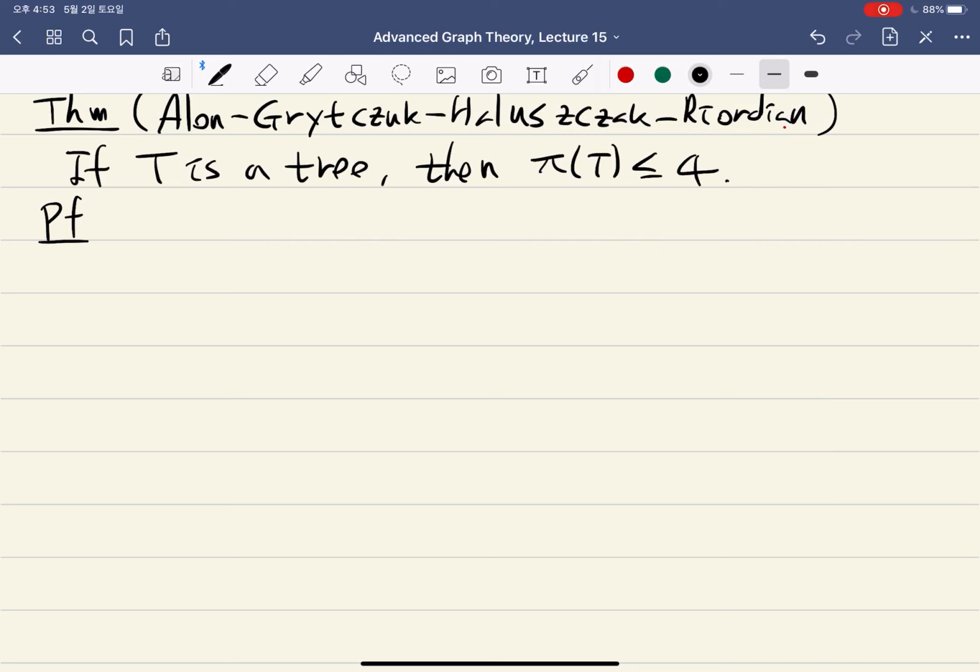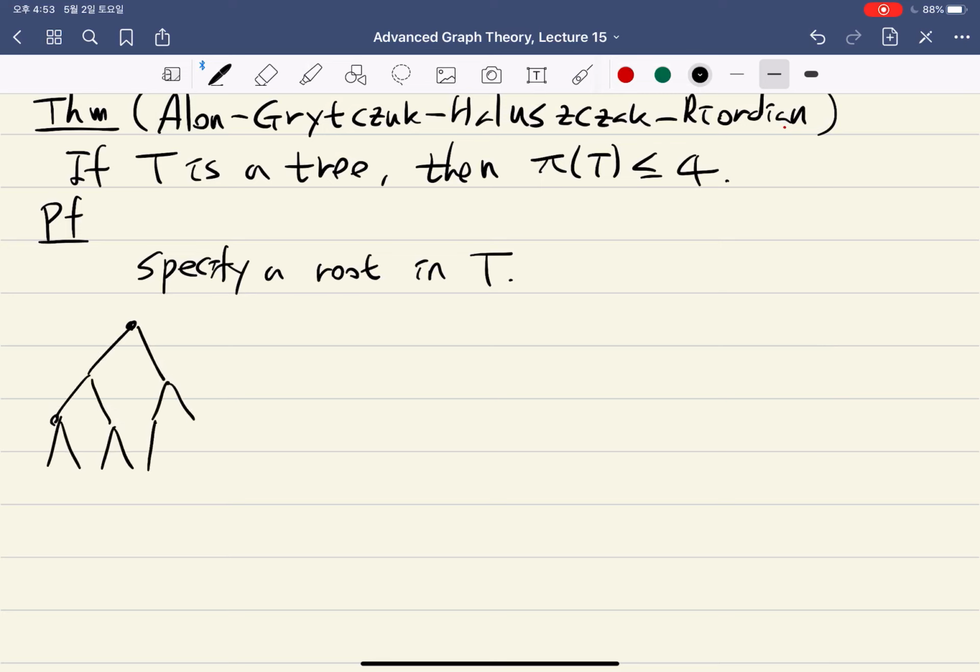So let's say we have a tree T. Let's specify a root of the tree. So we arbitrarily choose one vertex, and say that's the root. And then we hang it: we take this root, pick it up, and everything falls down. And then we get this kind of picture. And then consider a path here. What does the path look like?